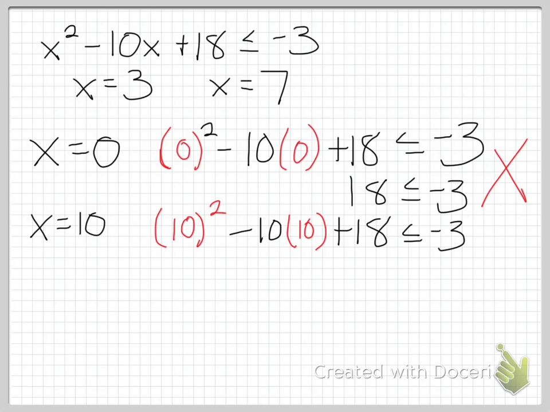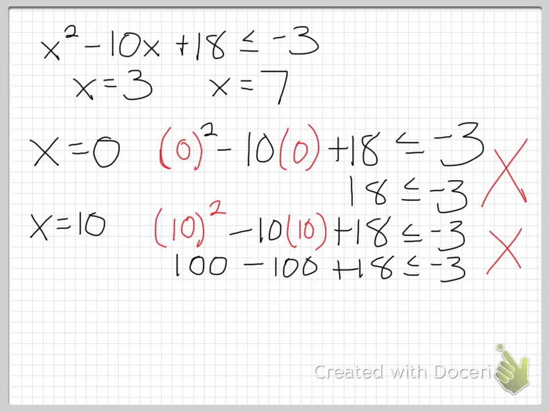Now let's actually work it out and see if that is true. 10 squared is 100, minus 10 times 10, which is 100. So 100 minus 100 is 0. And then I'm back to 18 is less than or equal to negative 3, which obviously, again, is not true. So therefore, no, it is not going to be greater than 7 either.